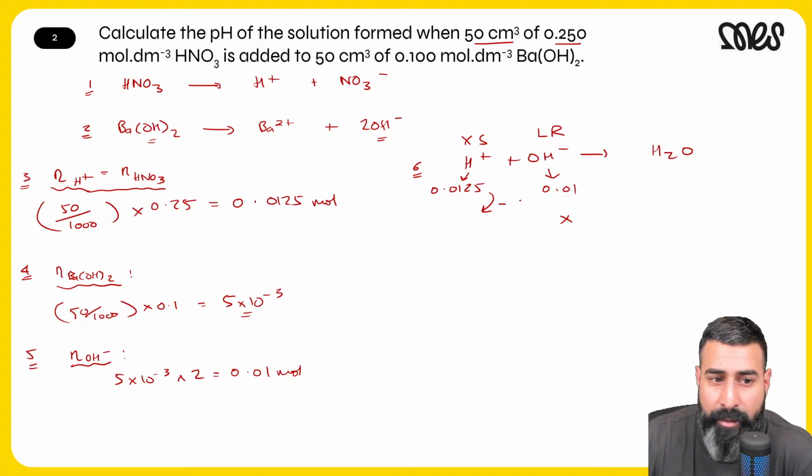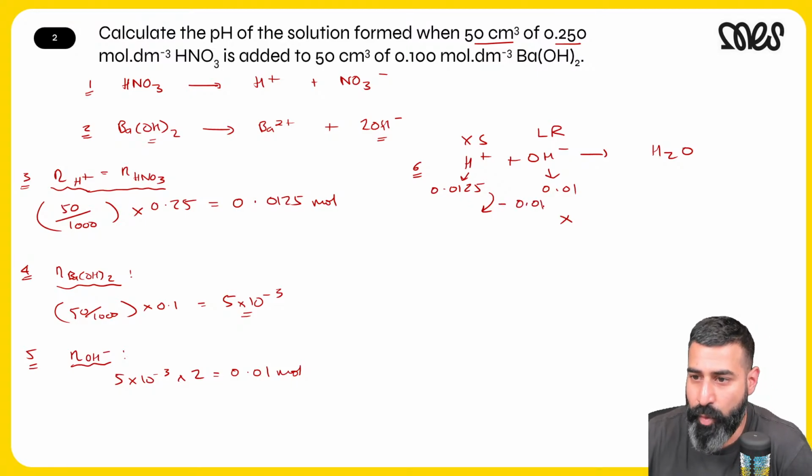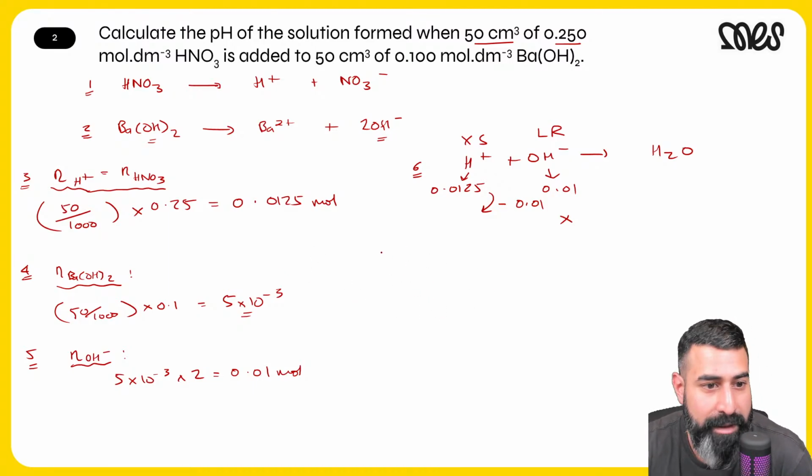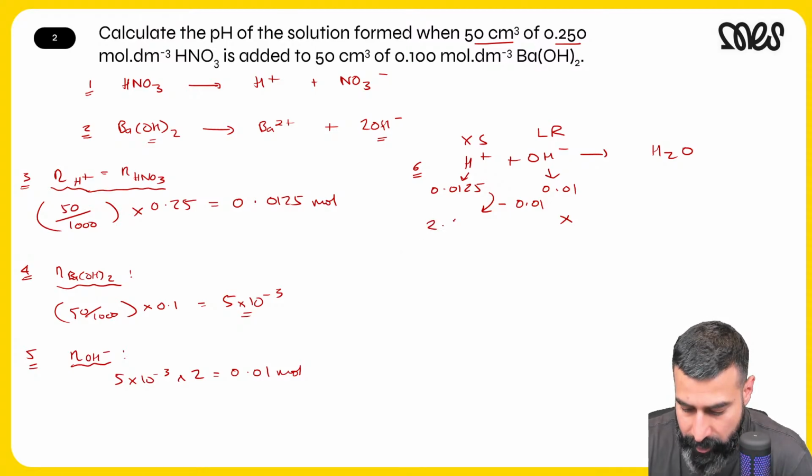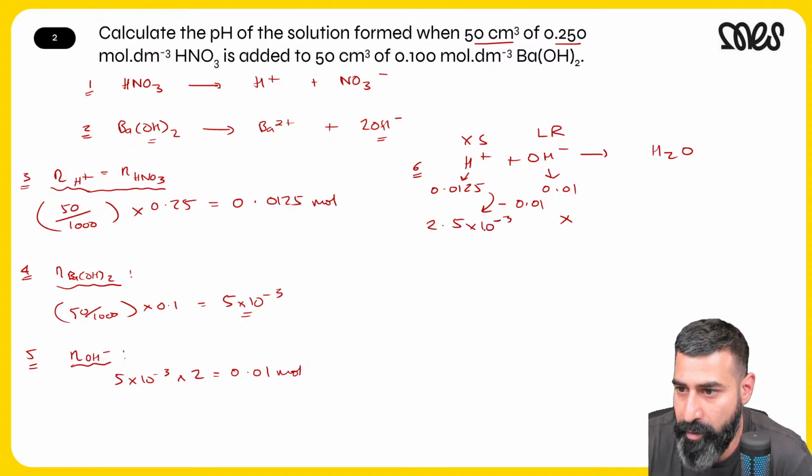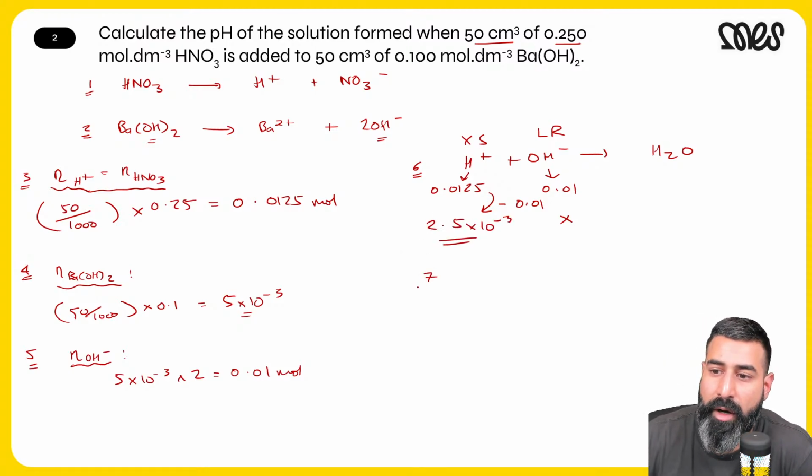That's going to go down by 0.01. So what's going to be the new value? 0.0125 take away 0.01. 2.5 times 10 to the minus 3. Yep, Johnny, absolutely. Sammy, excellent. So 2.5 times 10 to the minus 3. Okay, so we've got the number of moles of hydrogen ions left over.